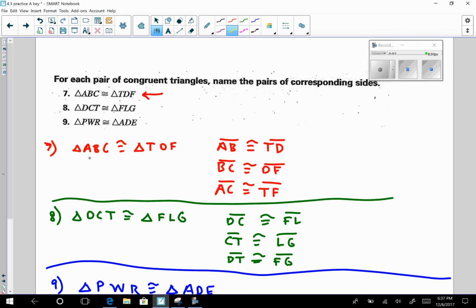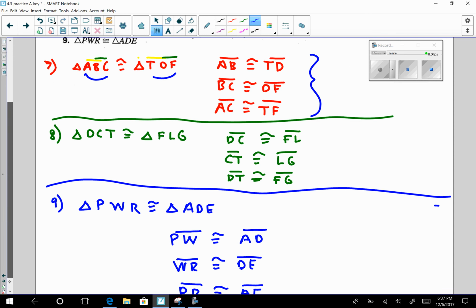And you can kind of see AB, TD, BC, DF, and I can look at AC and TF. This again is very straightforward. I will let you take a look at number 8 and 9 on your own.